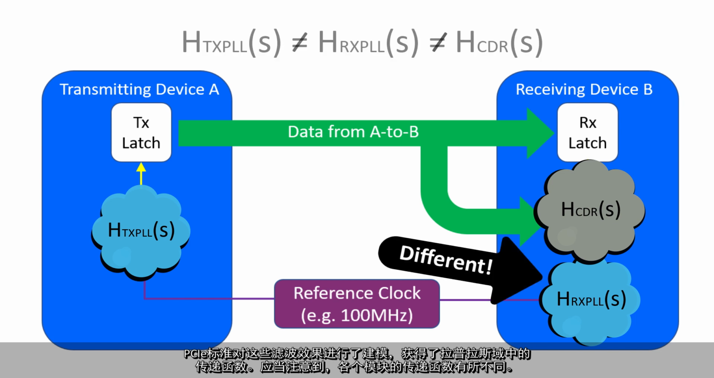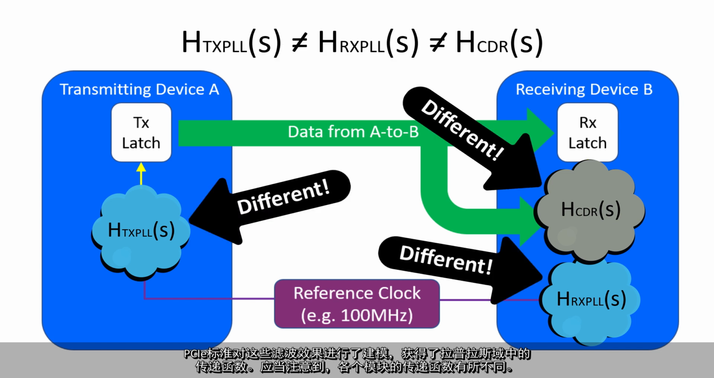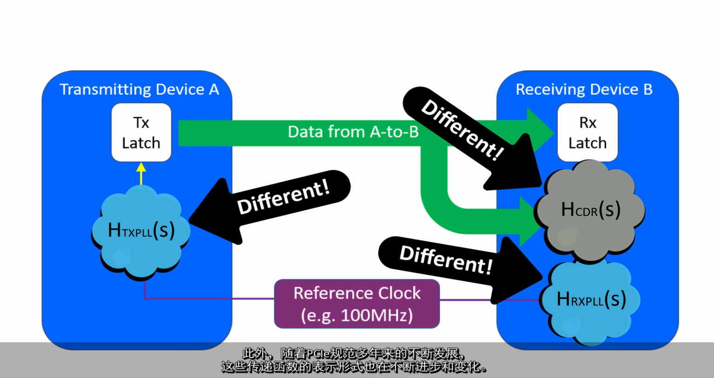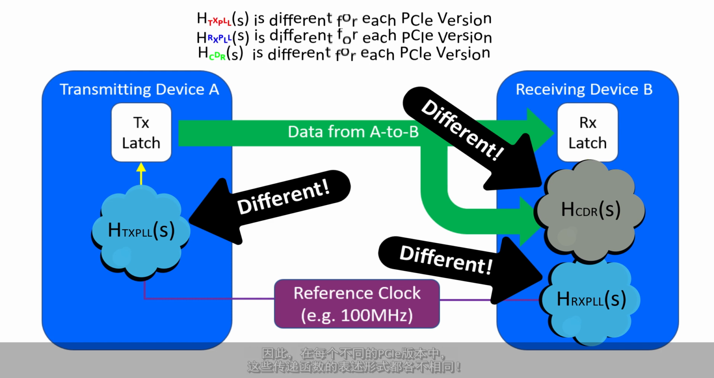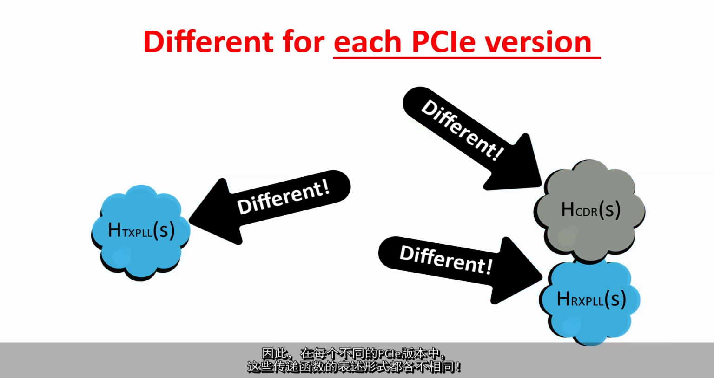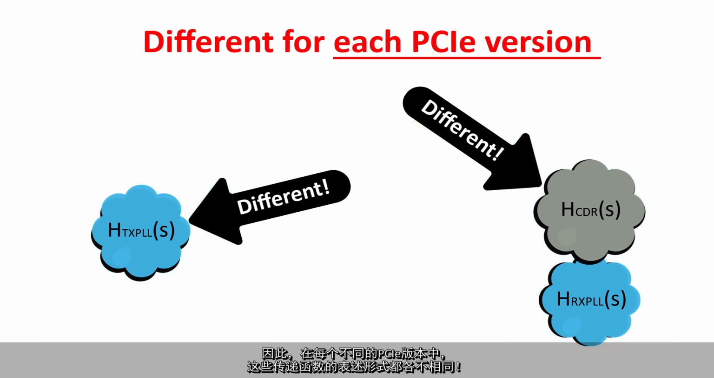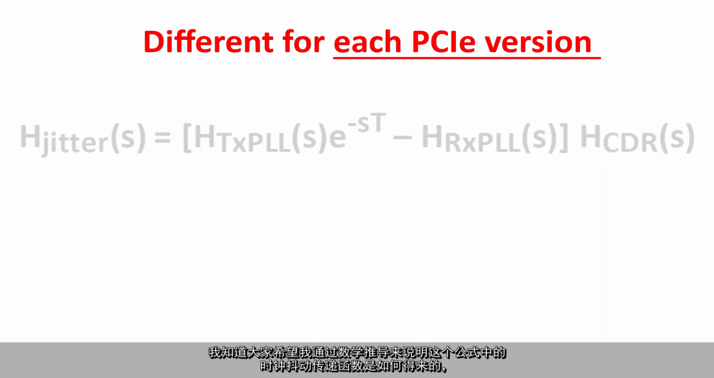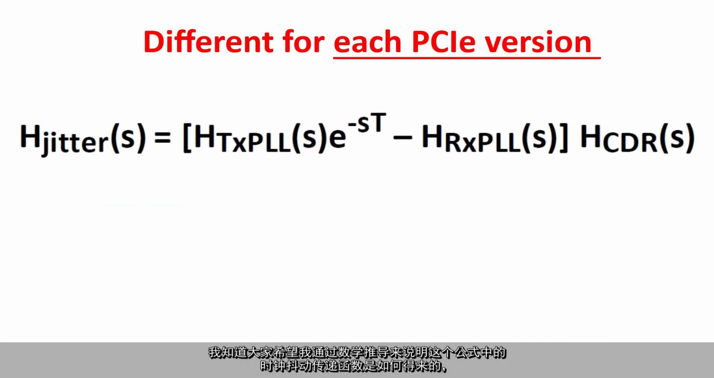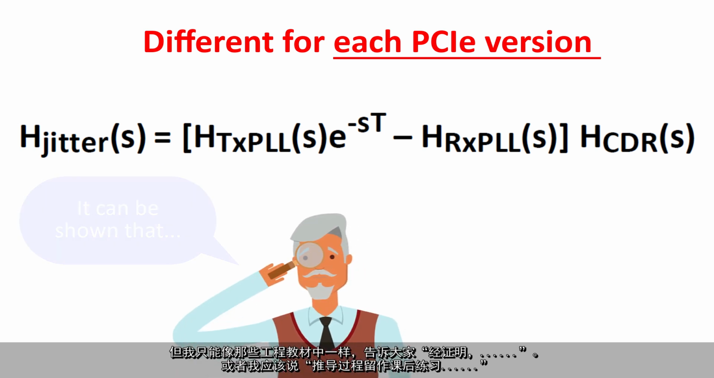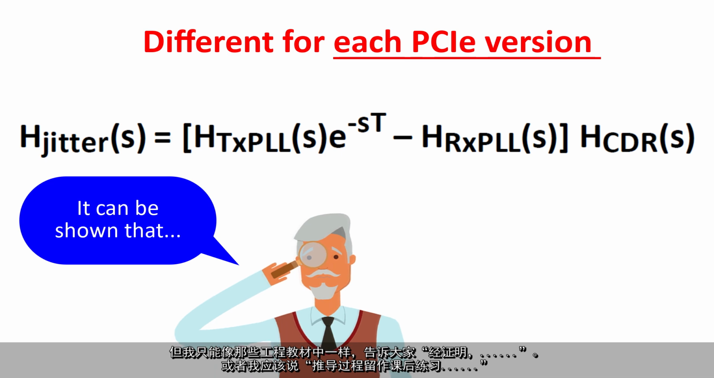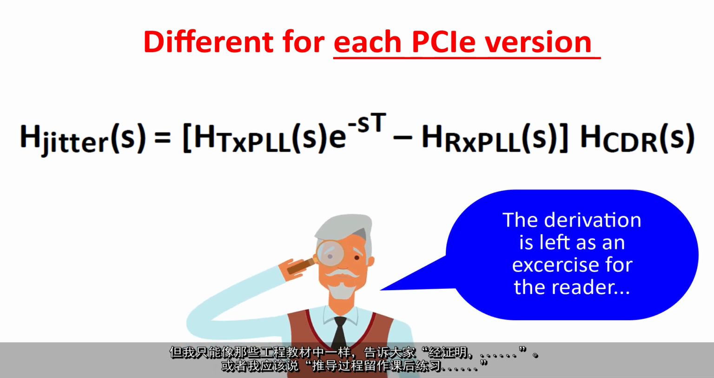Now, we should note that the transfer functions are different for each of the various blocks. Furthermore, as the PCI specification has evolved over the years, the way it expresses these transfer functions has progressed and changed as well. Therefore, each different PCIe version expresses these individual transfer functions, well, differently. While I know that you would like me to go through the math derivation of how the clock jitter transfer function shown in this formula is derived, I am going to do what we see in many engineering textbooks and say, it can be shown that, or maybe I should have said the derivation is left as an exercise for the reader.